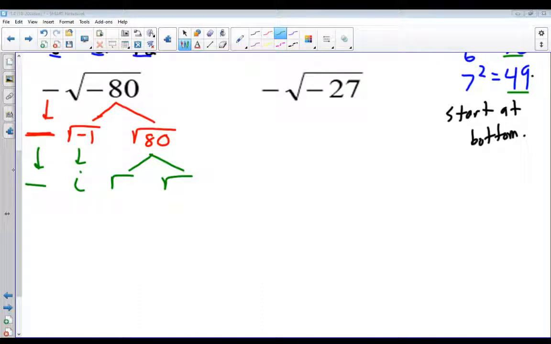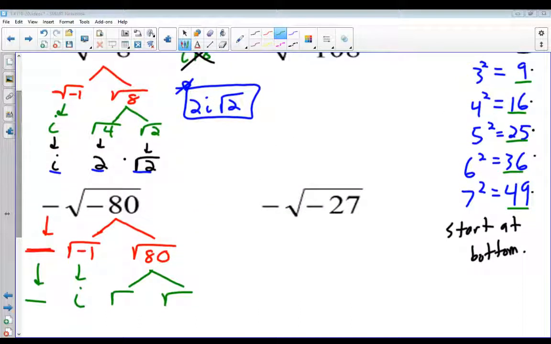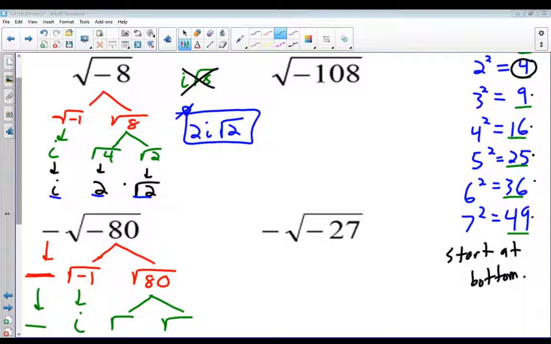And when I split it, I'm going to try and find a number from my list that's a multiple of 80. And I'll start from the bottom. Sadly, 49 is not a multiple of 80. 36 is not a multiple of 80. 25 is not a multiple of 80. 16. Is 16 a multiple of 80? Let's take a look. 80 divided by 16. Oh, sure enough. 16 times 5 gives you 80.